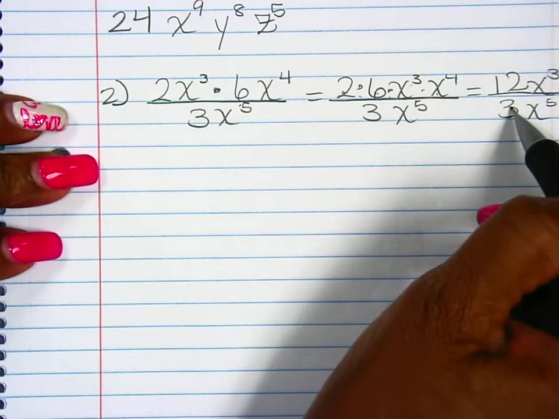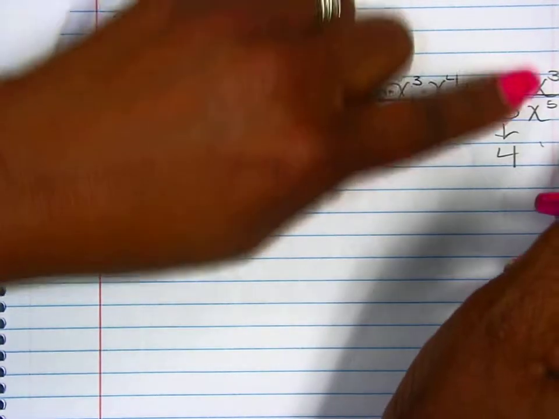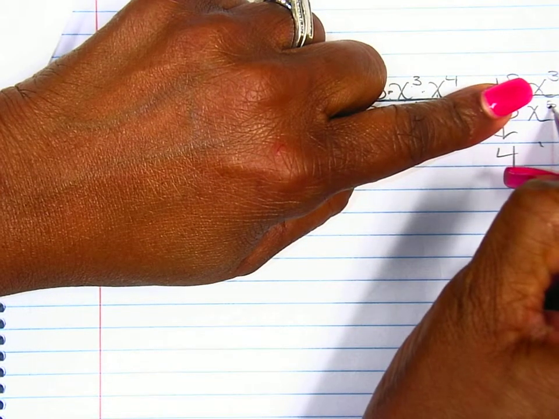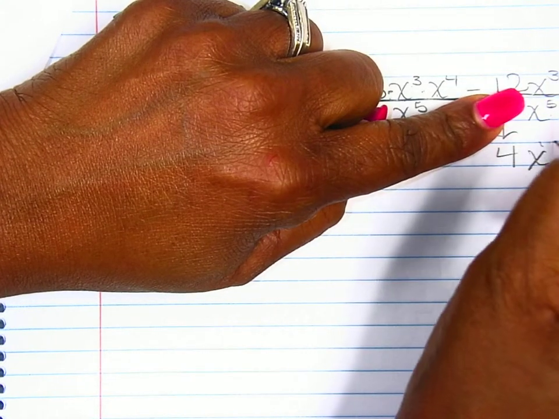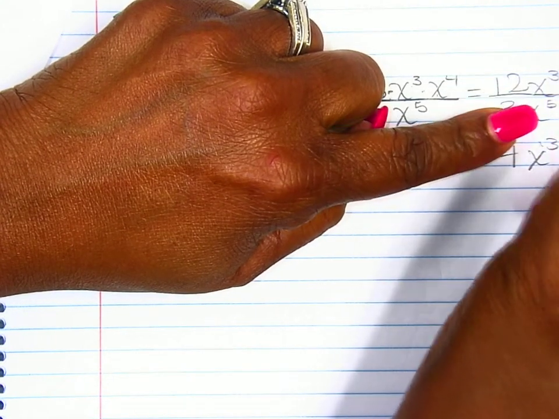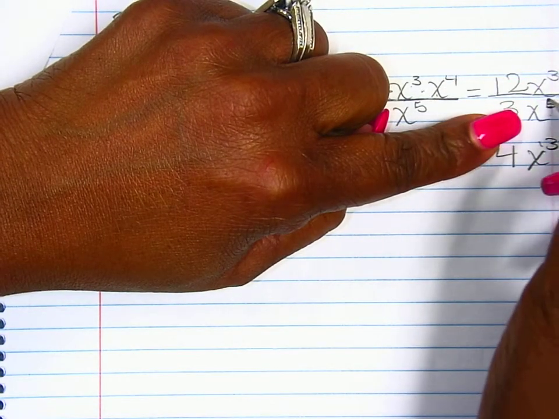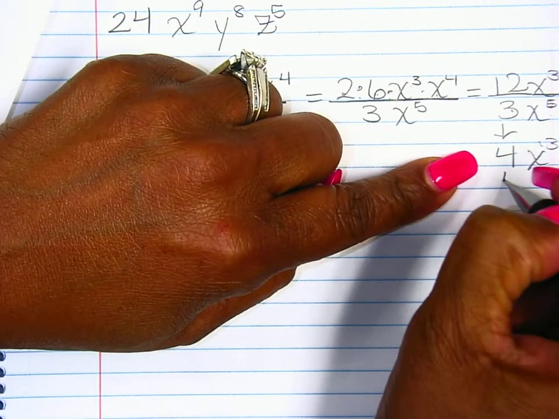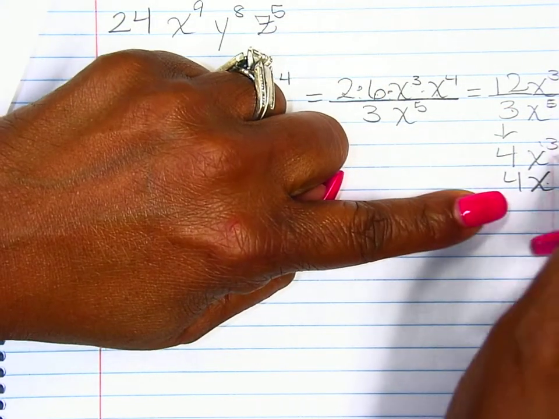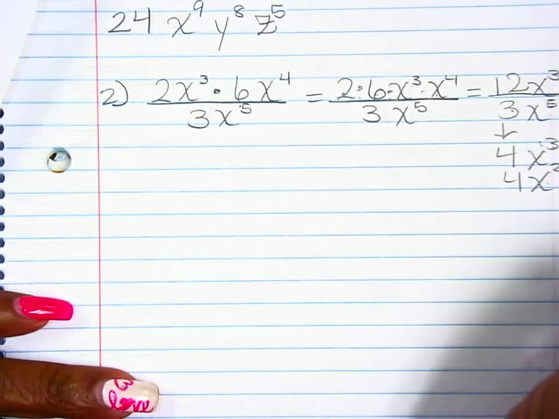So I'm going to say 12 divided by 3 is, you're right, 4. And then here, I still have this 5 in the denominator in this division. So for x, I put 3 plus 4 minus 5, because when the bases are the same and you're dividing, you subtract the exponent. So I subtract it. So now I have 4 times x to the power of 3 plus 4 is 7, 7 minus 5 is 2. So it's x squared. Okay.